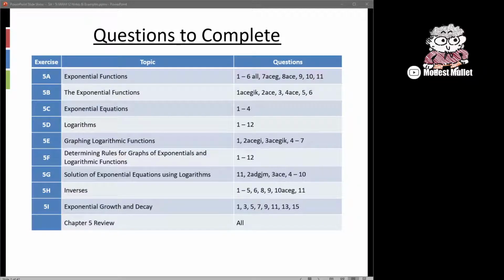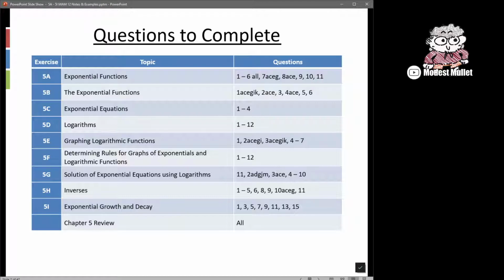Hello, all, and welcome to our new topic as we start to look at exponentials and logarithms. That's the breakdown of the topics that we'll be working through. 5A is general exponential functions, and then 5B is we'll look at the exponential function, which will make a little bit more sense when we look at it. 5C, we're solving exponential equations, and to help solve them, we need to then use logarithms. So that's what we look at for 5D, and then graphing them in 5E.